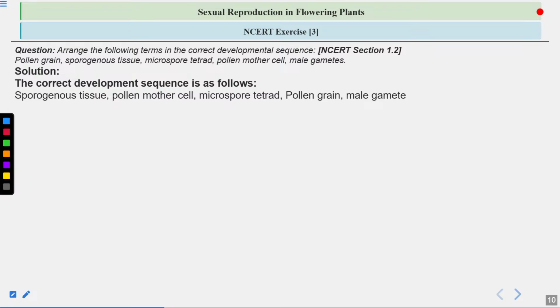All these tetrad structures are the four pollen grains, but they are joined together because their walls are not separated. After this microspore tetrad, the pollen grain is formed. And you all know that the pollen grain has two cells, the vegetative cell and the generative cell. The generative cell divides and gives rise to the two male gametes. So the male gamete comes at the last stage, right?